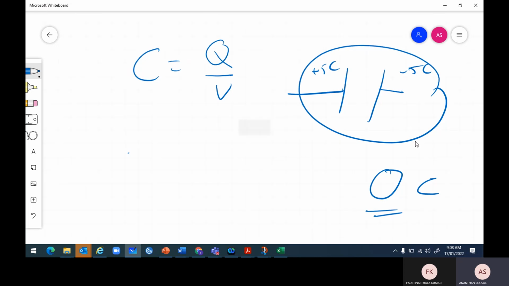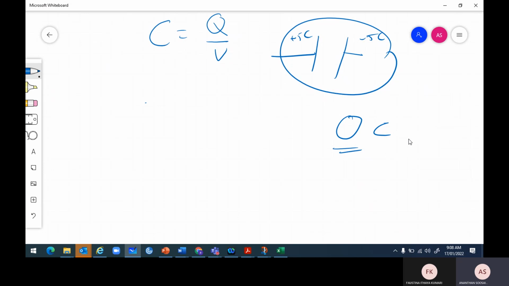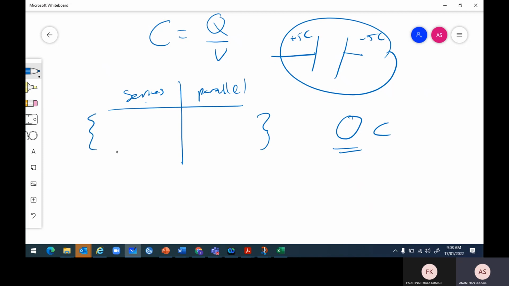So just recap again. After C equals Q over V, we found that capacitors can be connected in series and parallel. Recall all the 6 formulas. For series, 1 over C total is 1 over C1 plus 1 over C2 plus 1 over C3. Parallel is C total is C1 plus C2 plus C3. Voltage for series is the same as last time for resistor: V1 plus V2 plus V3. Parallel, of course, the voltage is the same.